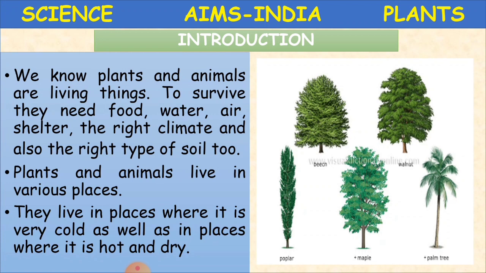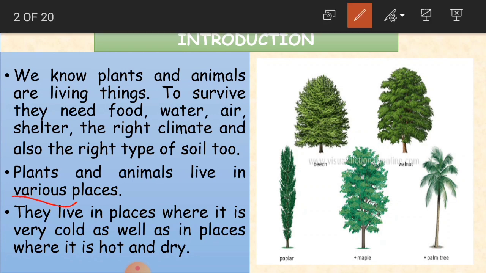Plants and animals live in various places. As I said, they also have their places. They live in places where it is very cold as well as in places where it is hot and dry. So not only in cold places, they also live in places where there is so much hotness, so much dryness. Different climate conditions like cool climate, hot climate, wet climate, dry climate, in all these types of places plants are able to live.